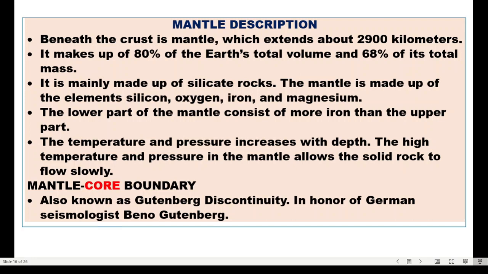The temperature and pressure increases with depth. So, mas nagiging mataas o mas mainit. Okay? At mas mataas din o malakas ang pressure kapag pumapailalim na tayo ng husto dito sa layer na to. The high temperature and pressure in the mantle allow solid rock to flow slowly. So, nagiging solid na yung rock, kaya yung fluidity niya bumabagal. Kasi solid na yun, di ba?